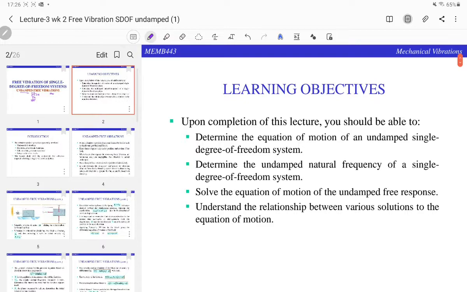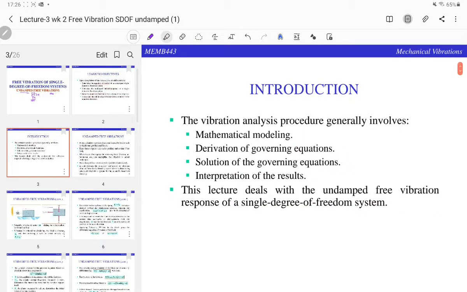So let us take a look at the learning objectives here. Basically, we want to determine the equation of motion of this undamped single degree of freedom system, its natural frequency, and how to solve the equation of motion and understand the relationship between various solutions. As an introduction, in any vibration analysis procedure, you generally need to have the mathematical model, derive the governing equations, find the solutions, and interpret the result, which is the relationship between the responses.